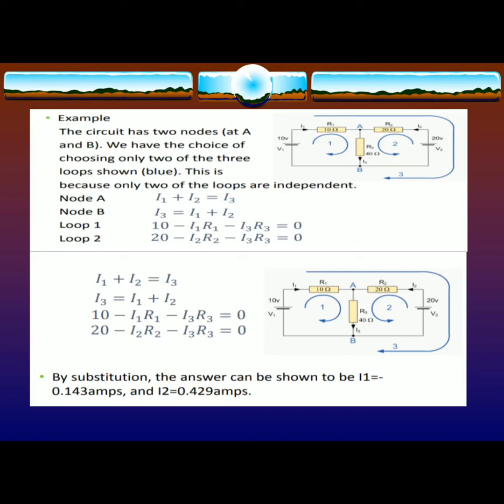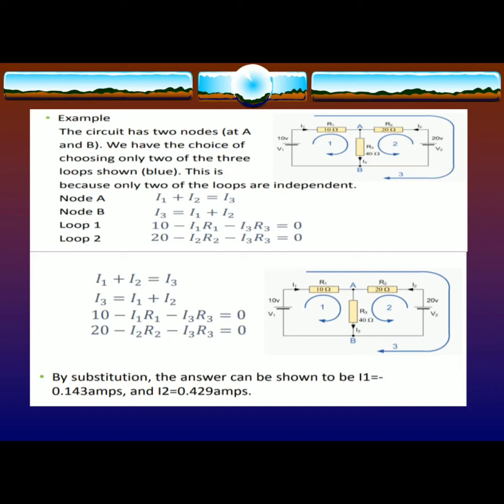At node A, we have I1 plus I2 equals I3. At node B, I3 equals I1 plus I2. Loop 1: 10 minus I1 R1 minus I3 R3 equals 0. Loop 2: 20 minus I2 R2 minus I3 R3 equals 0. Then another step, I1 plus I2 equals I3.